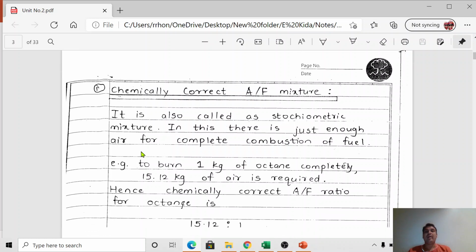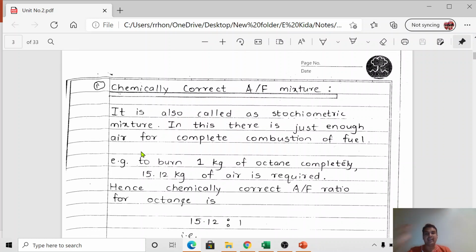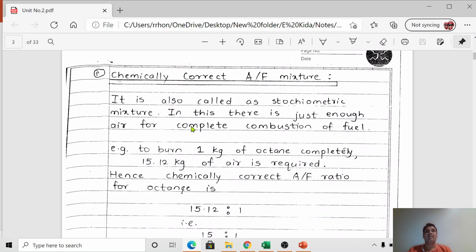According to the definition, a chemically correct air fuel mixture is one where there is just enough air for complete combustion of fuel. Very simple definition. The chemically correct air fuel mixture is also called a stoichiometric mixture. In this, just enough air is present for complete combustion of fuel, meaning the required amount of air is present. That is called a chemically correct air fuel mixture.